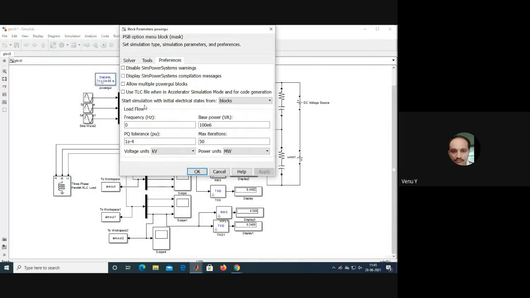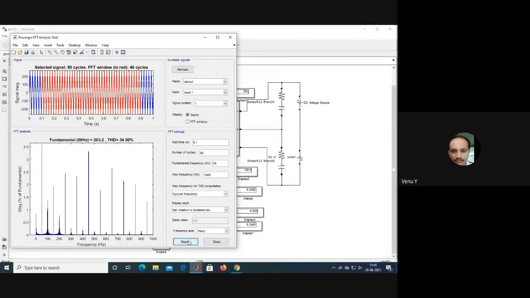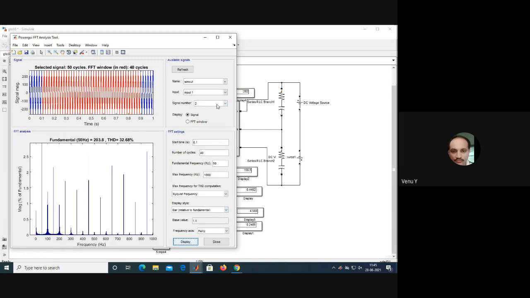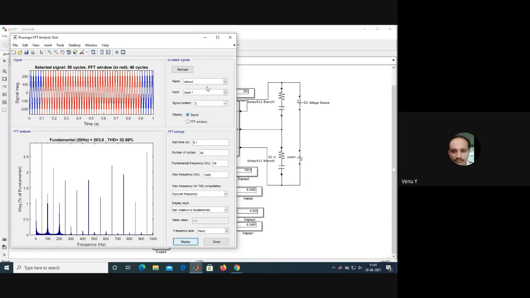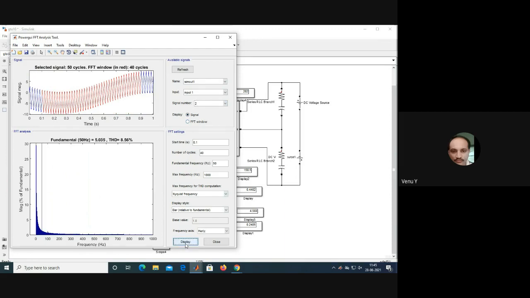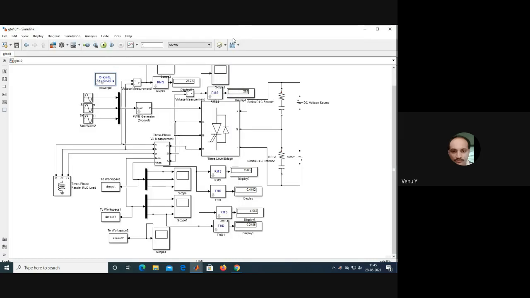Let us look at the FFT 50 analysis. Tools, FFT analysis, display 34, sim output 1, 32, 33, sim output 1, current waveform 8.3, 8.56, 1.45. These are the harmonic analysis of current waveform.